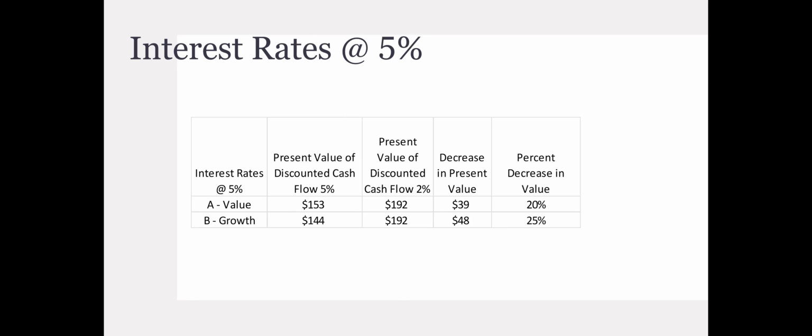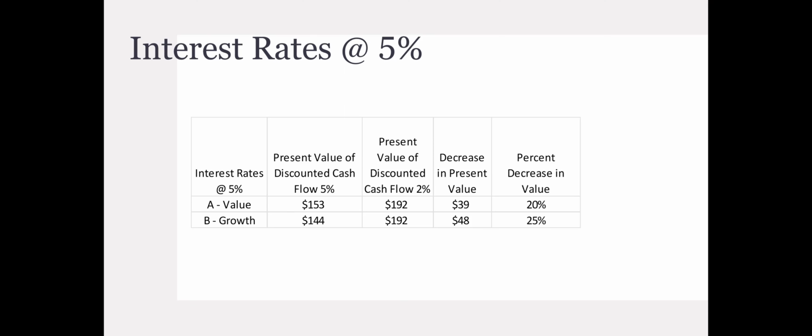Again, a way to think about it would be, interest rates are at 2%. We invest $100 today. We would expect to earn the future equivalent of $192. With interest rates now at 5%, a $100 investment today would generate us $153 in profit.